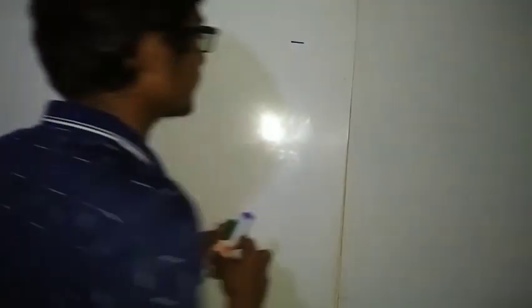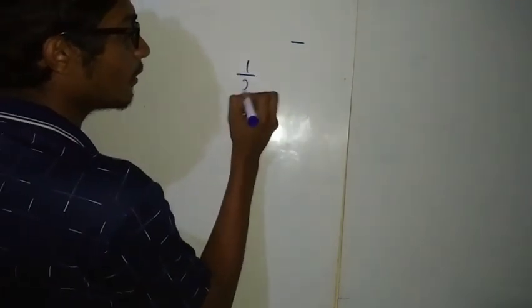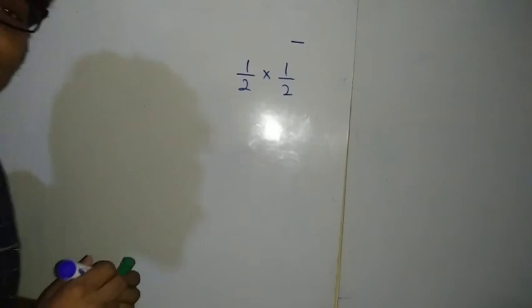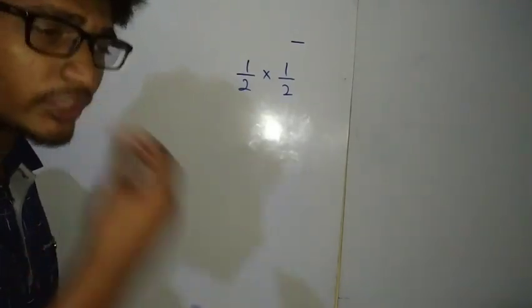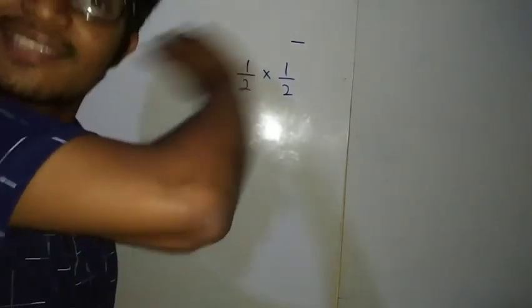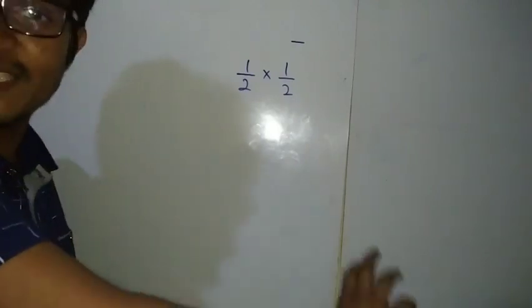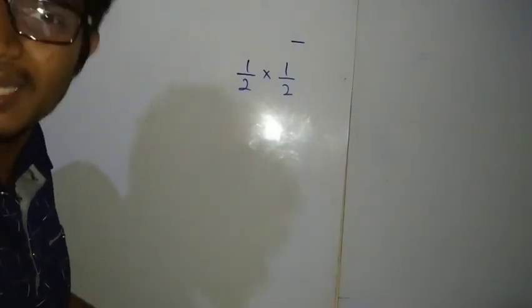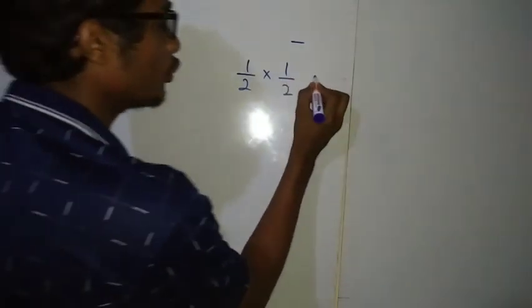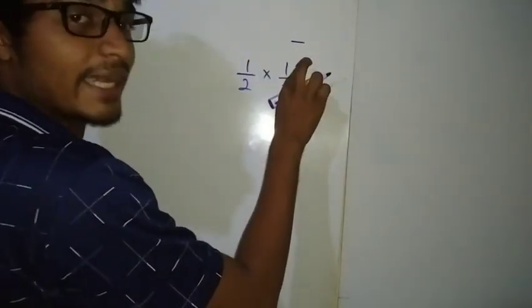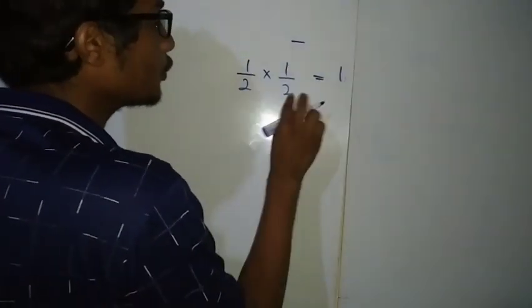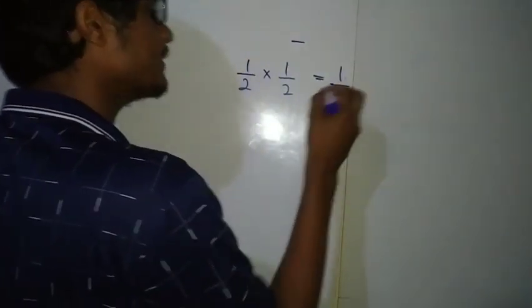For example, suppose I have half into half. The multiplication is of course very easy. You just have to multiply the numerators separately, as you do the normal multiplication. That's very simple. So 1 into 1 is going to be 1. 2 into 2 is going to be 4, and this is how it works.